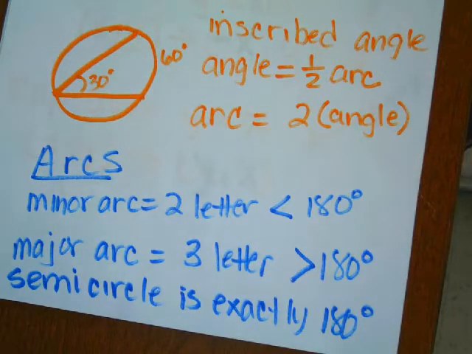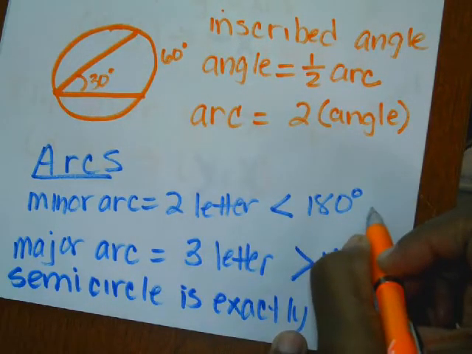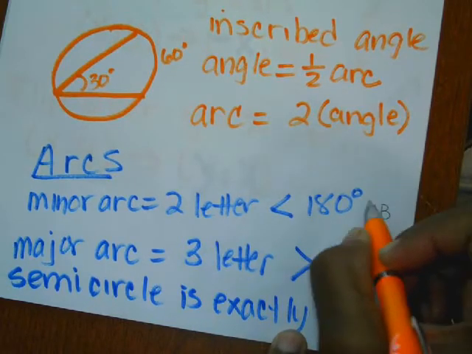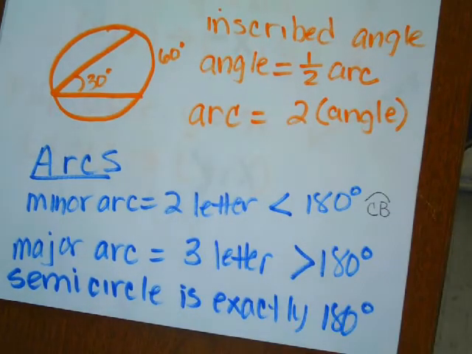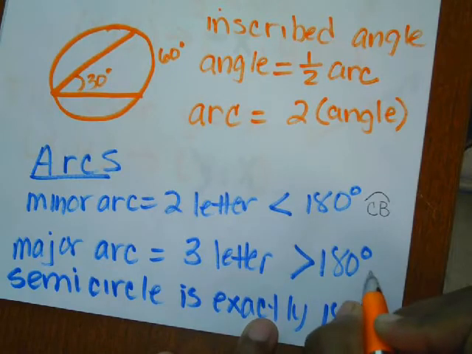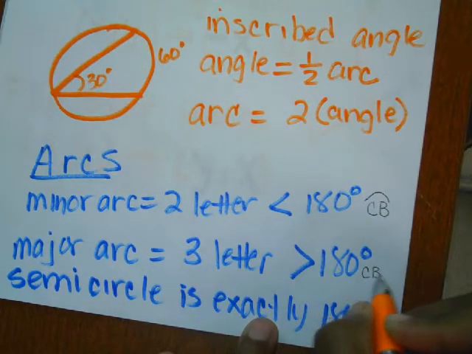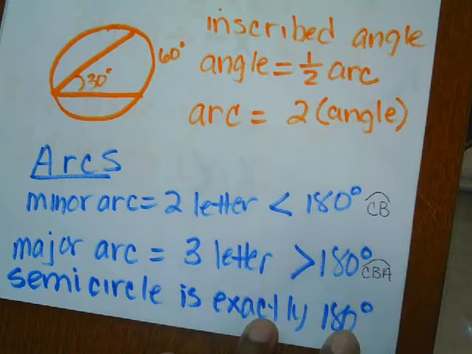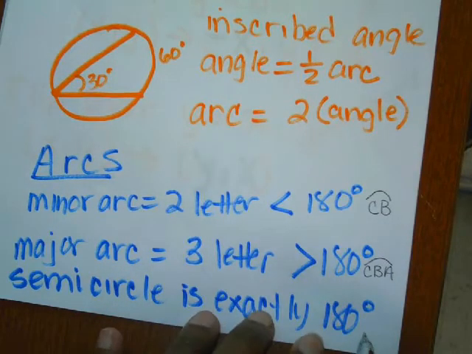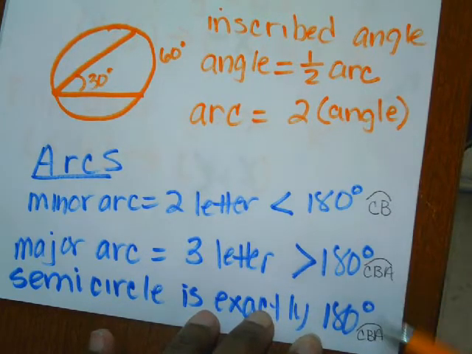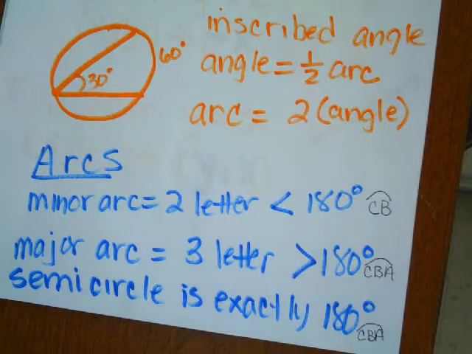So for a minor arc, let's say I have arc CB, and put the arc symbol over it. And then for a major arc, let's say I have CBA. And for a semicircle, I would also have 3 letters, CBA. So for these two, you would just have to make sure that you read the question to see if they're talking about a semicircle or a major arc.